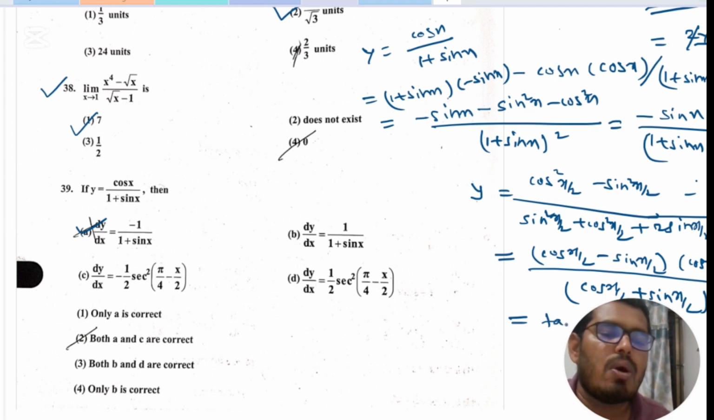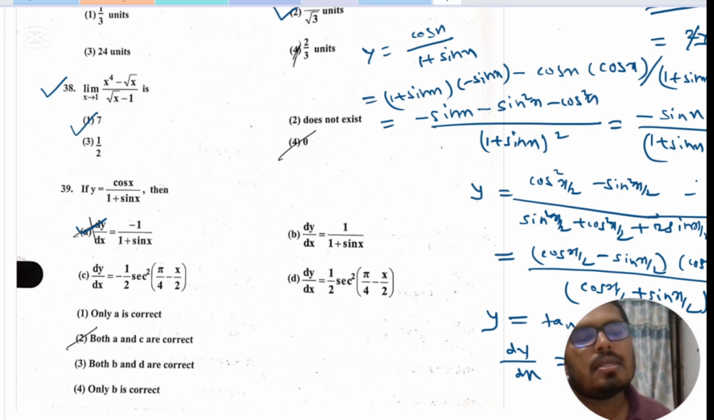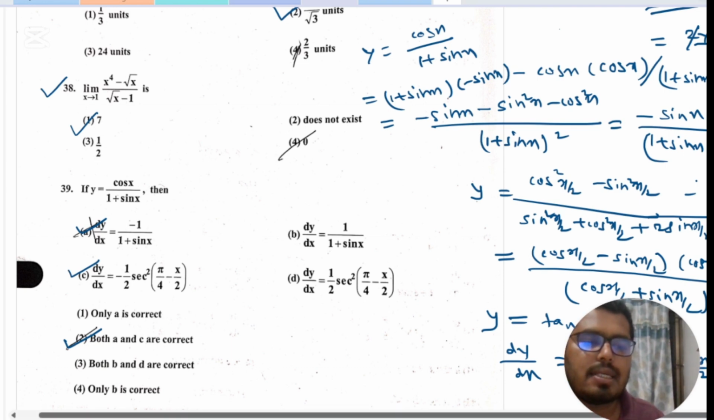That is the formula of tan of pi by 2 minus x by 2, that is equal to y. If you differentiate with respect to x, dy by dx is equal to the derivative of tan, which is sec square, sec square of pi by 2 minus x by 2, into the derivative of pi by 2 minus x by 2, which is minus 1 by 2. Therefore option number 3 is also correct. Therefore option number 2, both A and C, are the correct answers here.